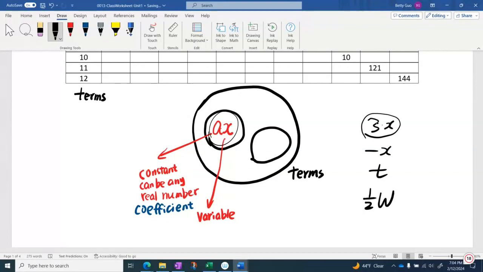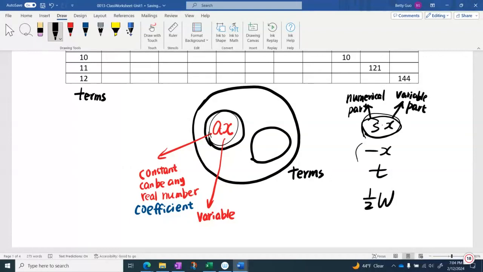Every term has two parts, a numerical part and a variable part. 3 here is the numerical part. X here is the variable part. The numerical part is also called a coefficient. It's the same concept of coefficient I mentioned here. So this is the term 3x. The coefficient of this term is 3.